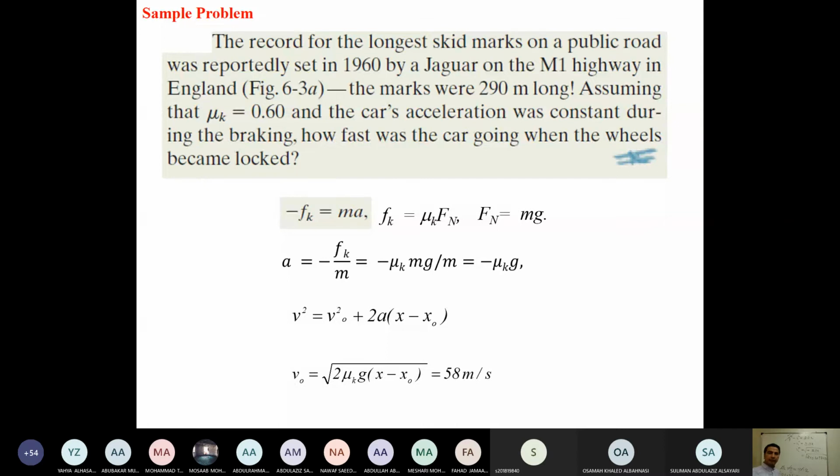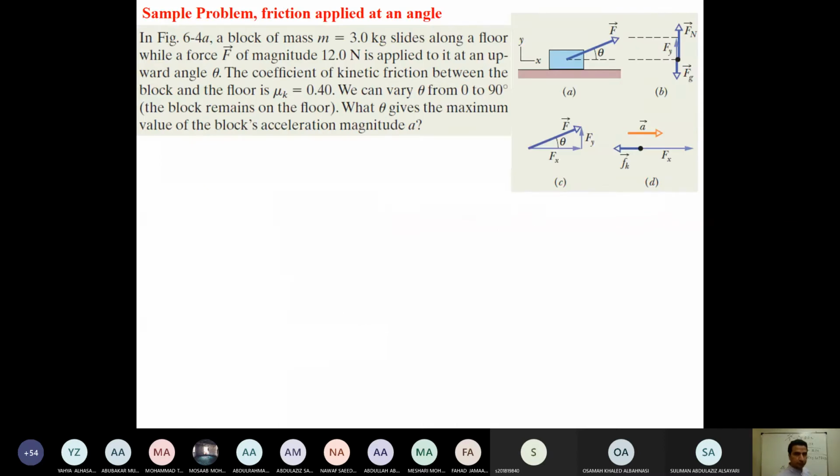Okay, this is the solution which I provided there. Now let's look at this problem. In this figure, a block of mass 3 kilogram.